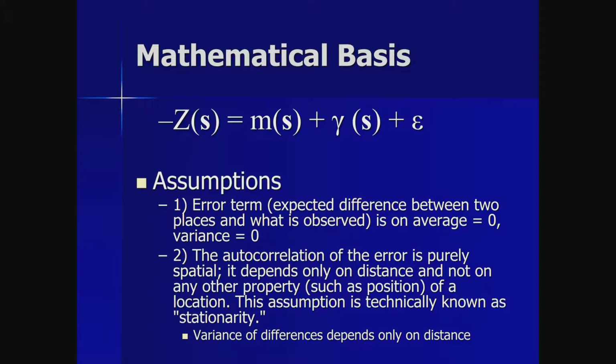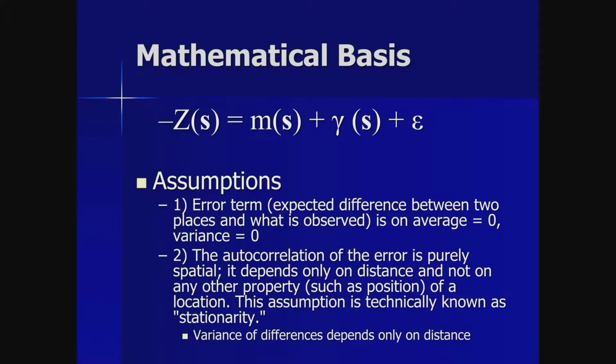The average error is going to be 0. In other words, for the trend, you're going to have just as many highs and lows. That kind of makes sense, trying to minimize the residuals, the differences there. The autocorrelation is purely spatial. It depends only on a distance and not on any other property, such as a position. So these are the assumptions.